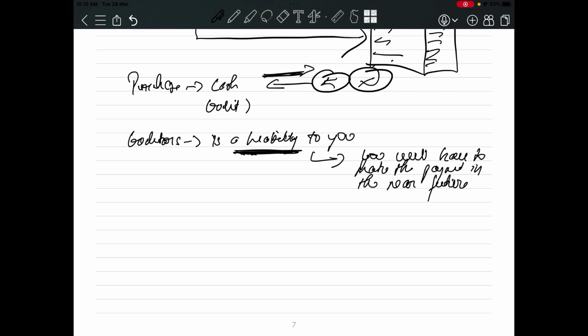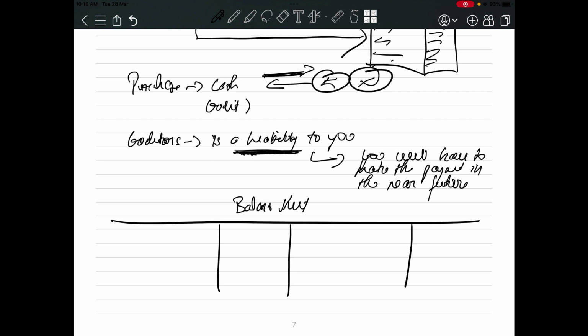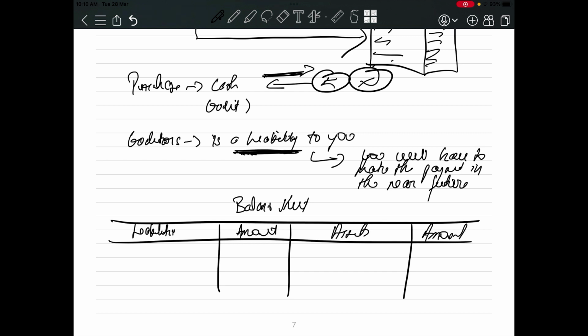Now how will you record this in your balance sheet? This is your balance sheet. This is your liabilities amount, assets amount. Here under current liabilities, you will record it as creditors.